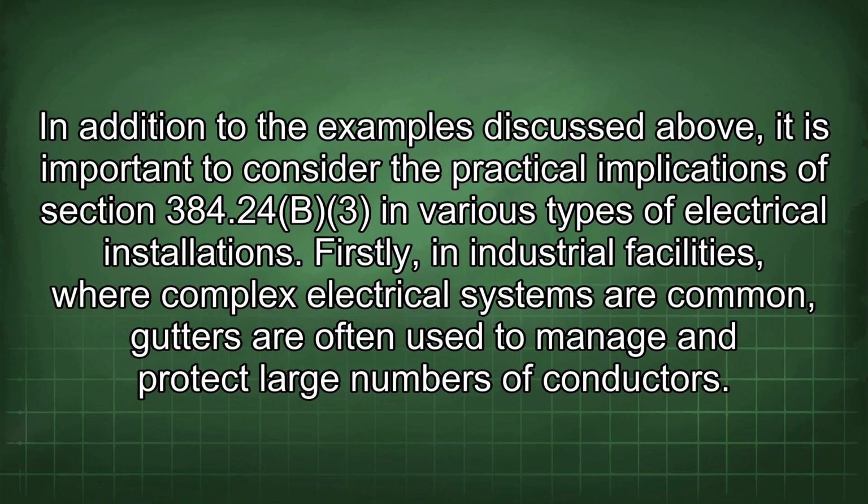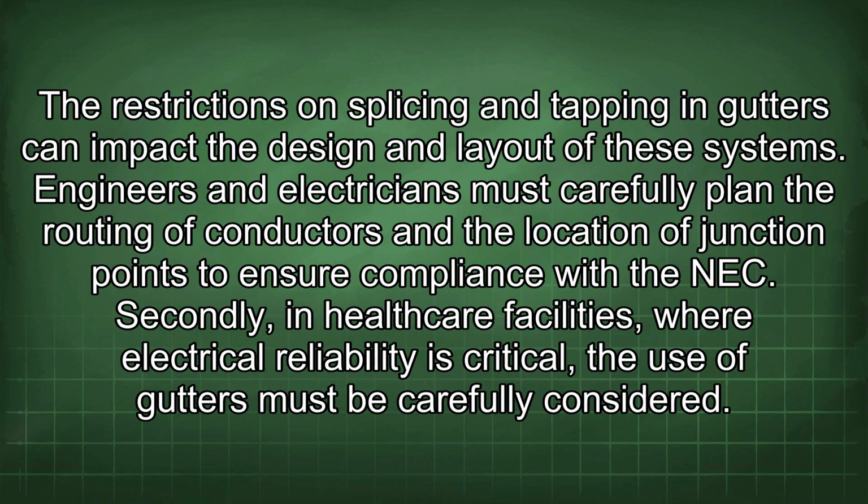In addition to the examples discussed above, it is important to consider the practical implications of section 384.24b3 in various types of electrical installations. Firstly, in industrial facilities, where complex electrical systems are common, gutters are often used to manage and protect large numbers of conductors. The restrictions on splicing and tapping in gutters can impact the design and layout of these systems.